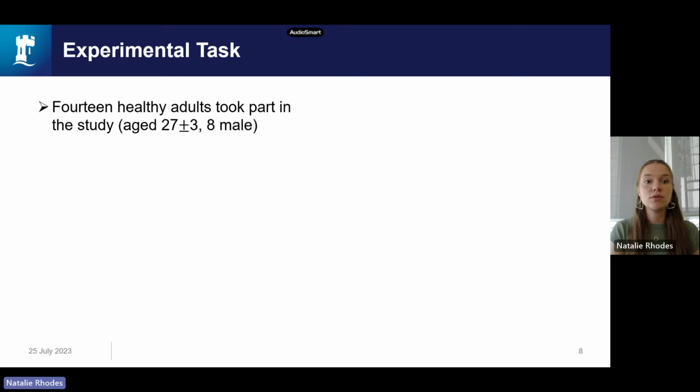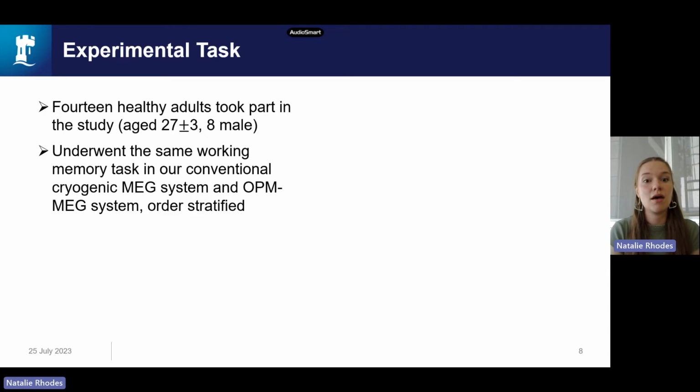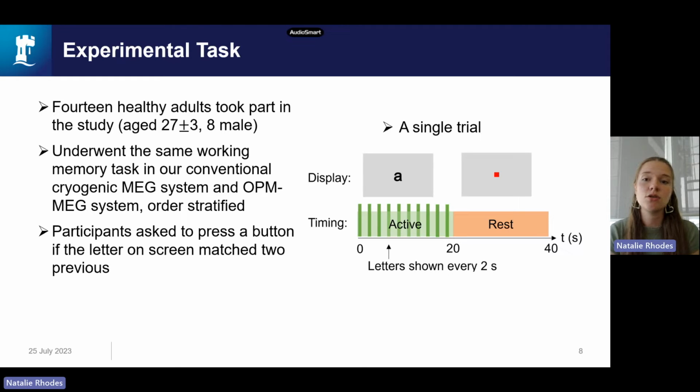And so we wanted to test our OPM-MEG system against a conventional cryogenic MEG system. We scanned 14 healthy participants, and they underwent the same working memory task in our conventional cryogenic MEG system and our OPM-MEG system. Like I mentioned, we see theta-band oscillations increase during working memory.